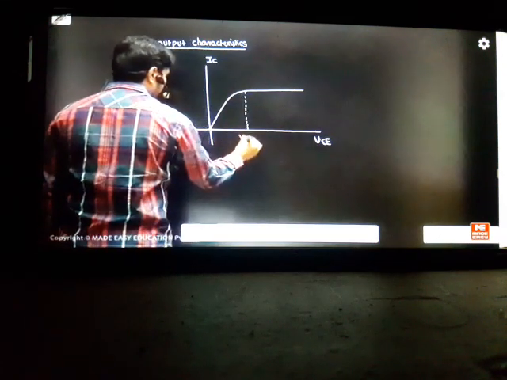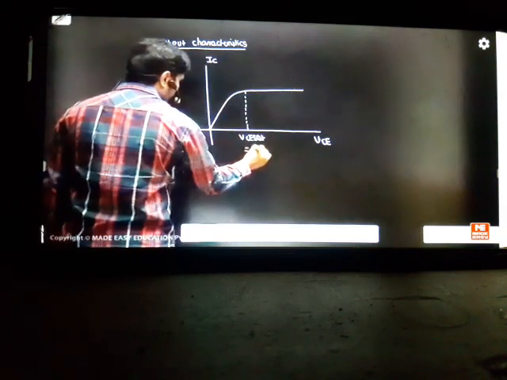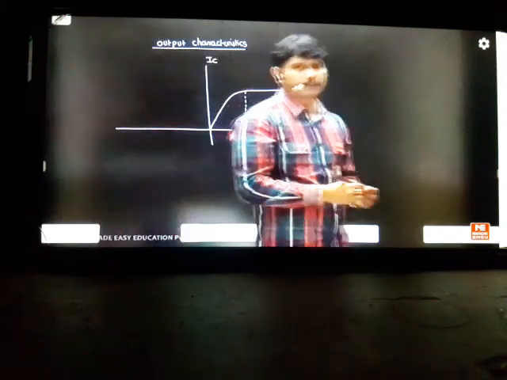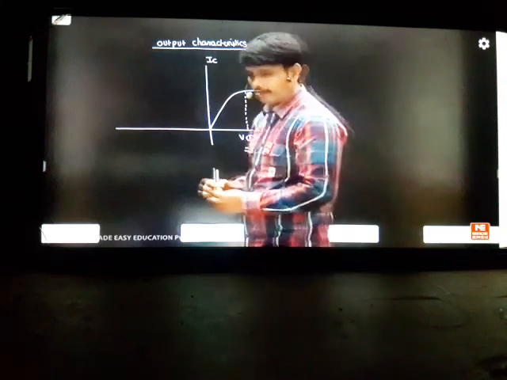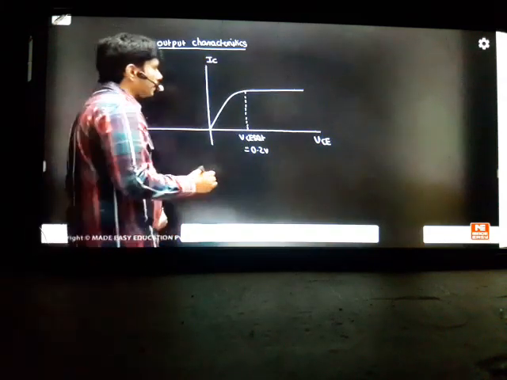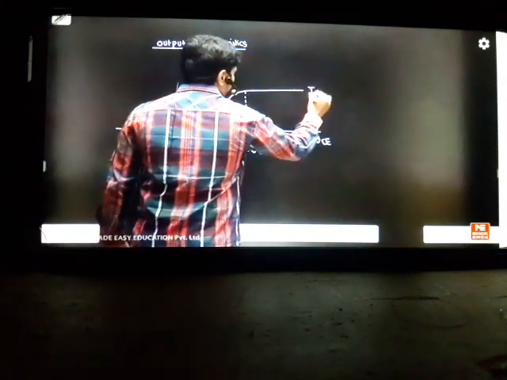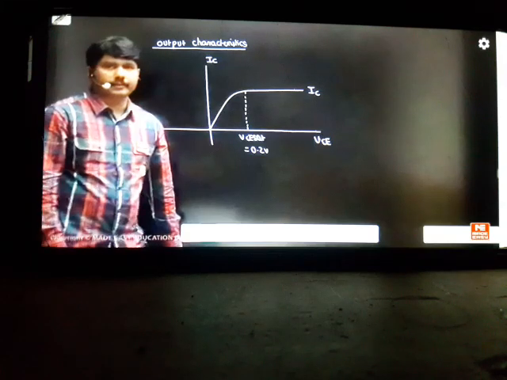This we have taken as VCE saturation, which is equal to 0.2 volts. This is the way we studied all the circuits in BJT till now. Correct? This way of studying graphs, we call theoretical studies in the class. Okay? And if I ask you what is the current here, theoretical current, IC? Suppose you ask me, can you tell me what is that IC current in active region?